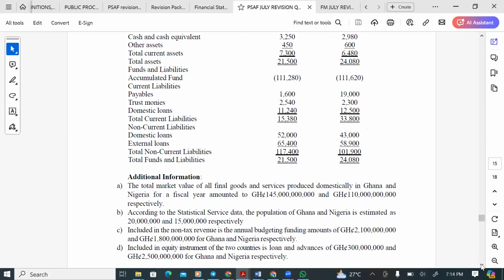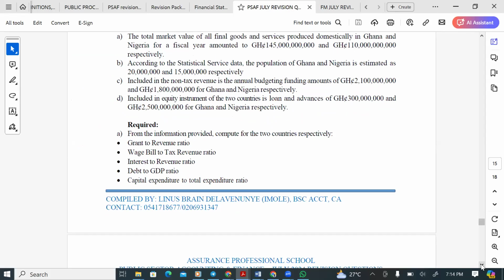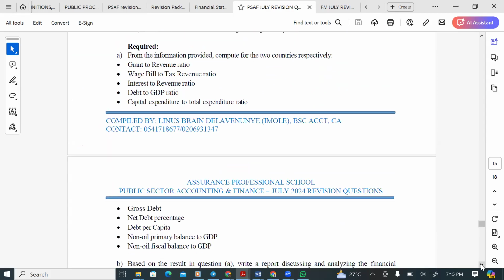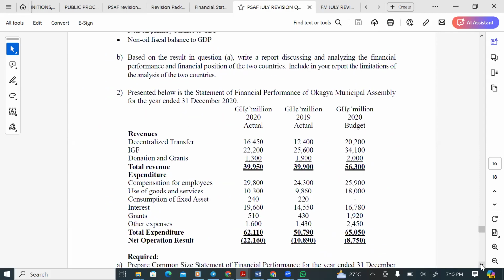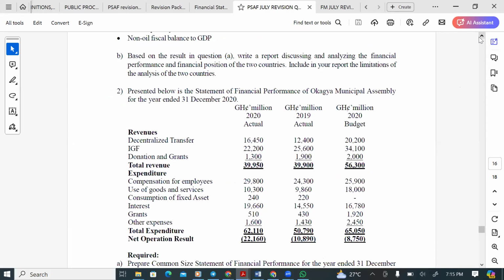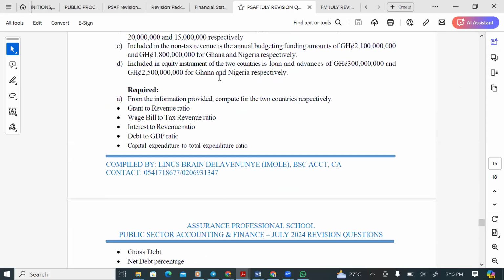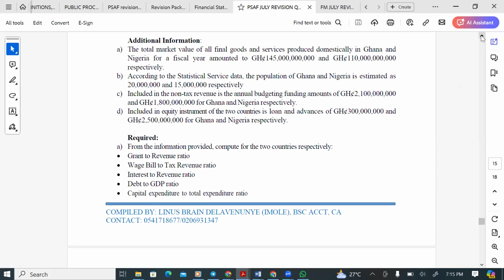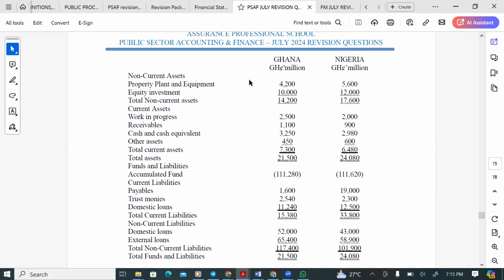The next one is what? Capital expenditure to total expenditure ratio. Okay. They are talking about the capital expenditure, which should be the amount that you are using in the purchase of what? The long-term assets. Okay. So let's come to our capital expenditure, which will just be your non-current assets over here. But this should always be the acquisition of long-term assets.